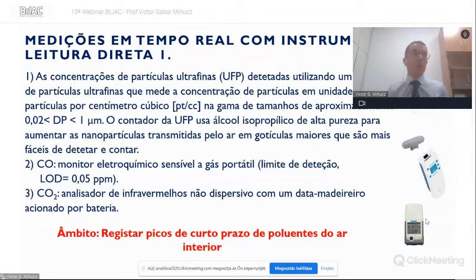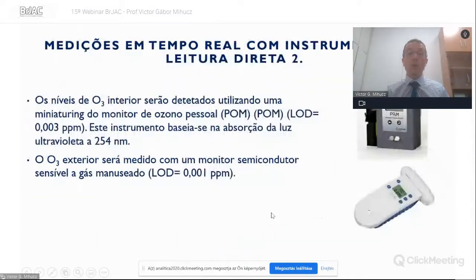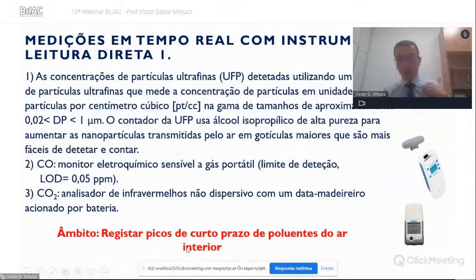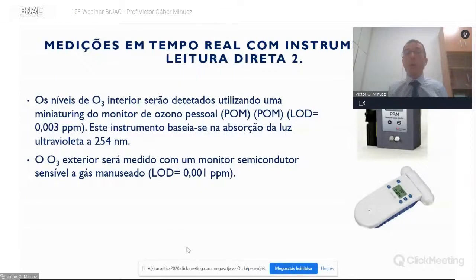One of the biggest directions now in indoor air research is the development of sensors. Here you can see some examples of direct measurements, for example, for ultrafine particles, which are also very harmful; carbon monoxide based on an electrochemical sensor; and CO2, whose direct measurement instrument is based on infrared absorption. The advantage from a scientific point of view is that we can register short-term peaks of the indoor air, while in the case of time-integrated, either passive or active sampling, what is obtained is a mean value. So it is important to perform direct measurements.